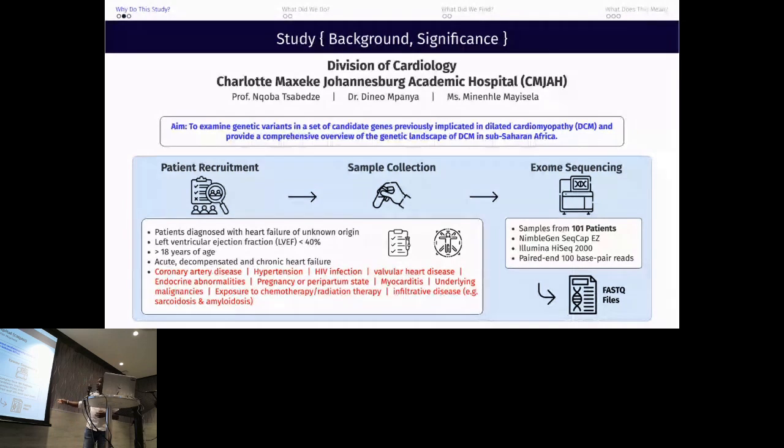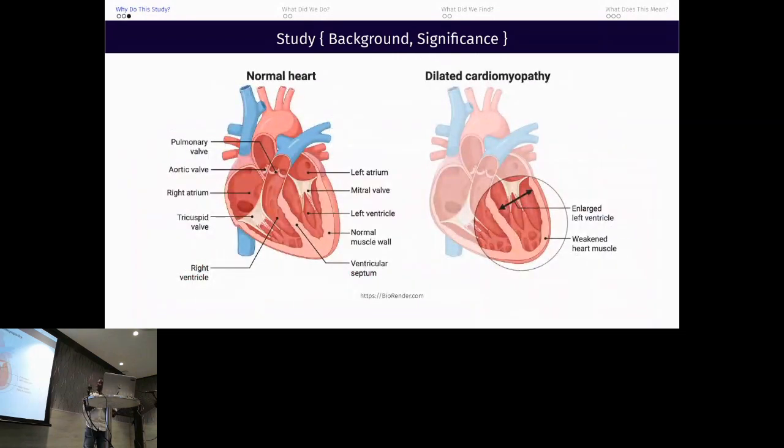So they recruited in total about 101 patients and then did exome sequencing on those patients. And then they had FASTQ files. So they approached me with these FASTQ files and said, can you please help us identify variants that might be associated with the matters of the heart? I'm not going to try and embarrass myself and try to explain what dilated cardiomyopathy is.